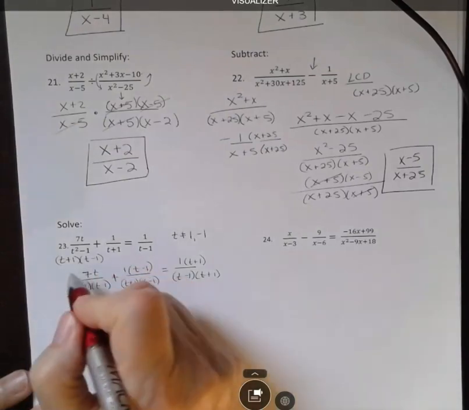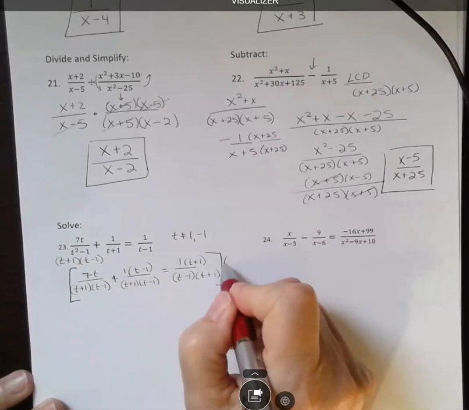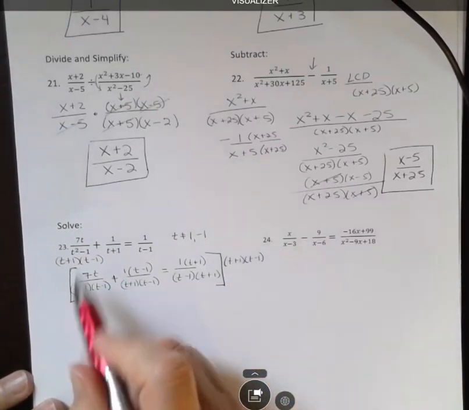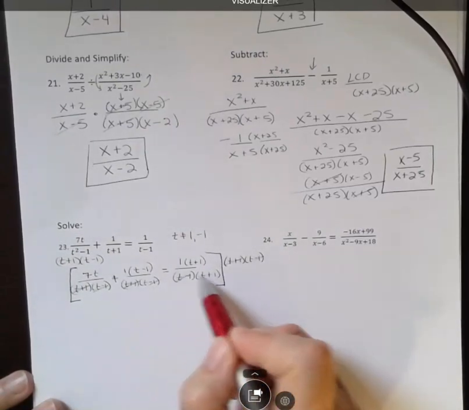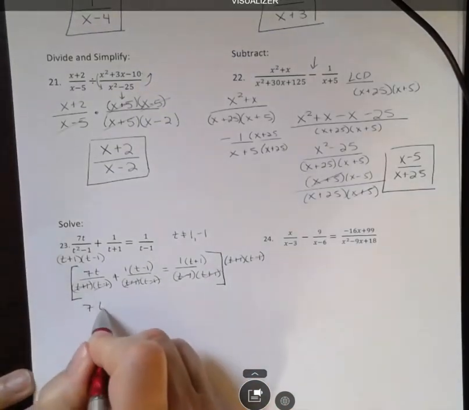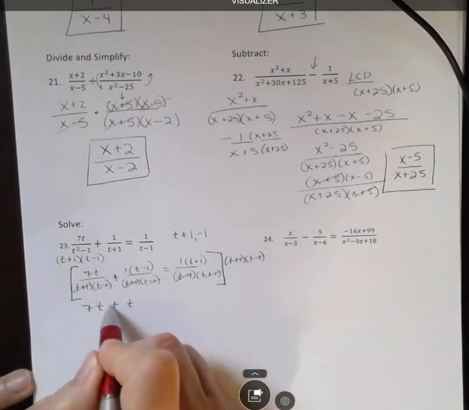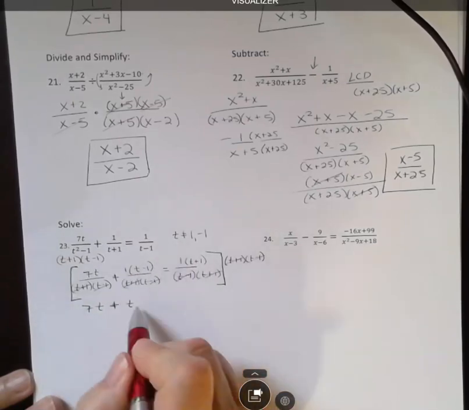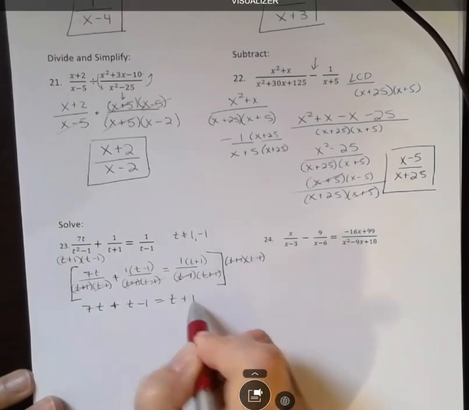But what we're actually going to do right now is multiply this whole problem by the denominator, which is t plus 1, t minus 1. And you can see what happens. T plus 1 times t minus 1 cancels here, here, and here, and our denominators are just gone. So I have 7t plus t minus 1. Now remember, I'm kind of putting hooks on my t's because they look a lot like pluses, but remember to think about your signs. That t minus 1 equals, and over here I have t plus 1.